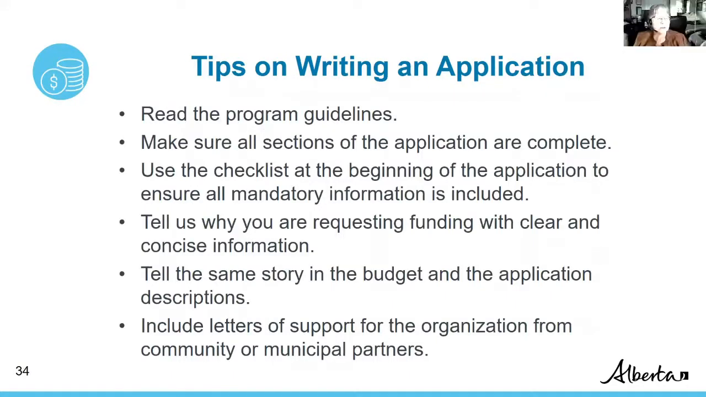So for tips on writing an application, please read the program guidelines. Ensure that your organization and application meets the eligibility and program criteria. Applications are evaluated against the program criteria, and those that best align with the criteria will be given a higher priority. The program guidelines also outline the grant process and what is required of applicants if they are successful in their application. You may notice the worksheet and budget are separate Excel documents. Make sure to download the documents, complete, and submit them with your application.